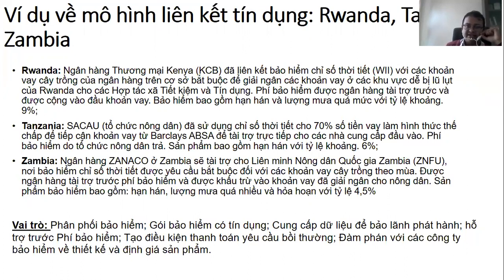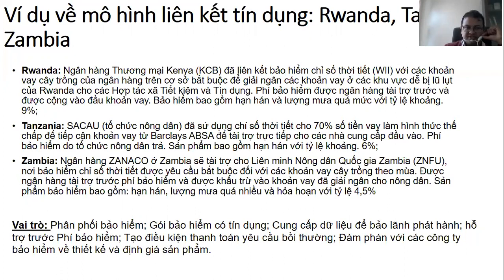So, for example, in Tanzania, there was a farmer organization which actually approached the insurance companies, and they asked for an insurance product that they could use as a form of soft collateral for actually getting the loan from Barclays Absa Bank. Again, in other cases, say in Zambia or in Rwanda, the banks actually used the insurance products as a way of reducing their credit exposure before they felt confident enough to lend in these markets.